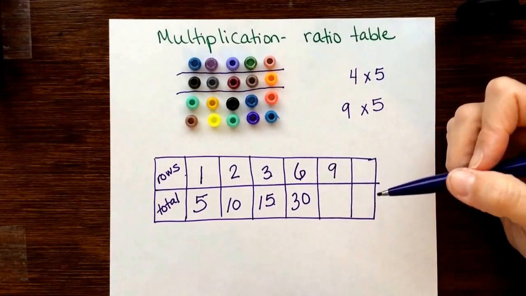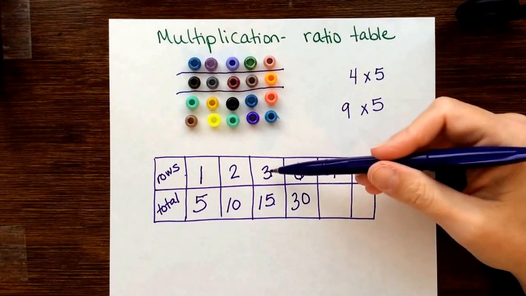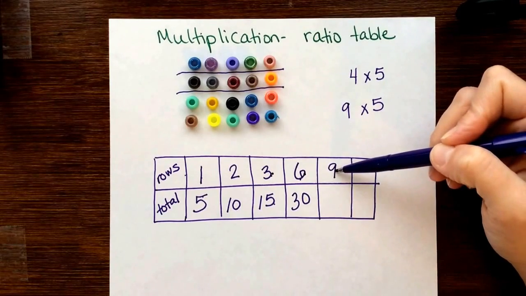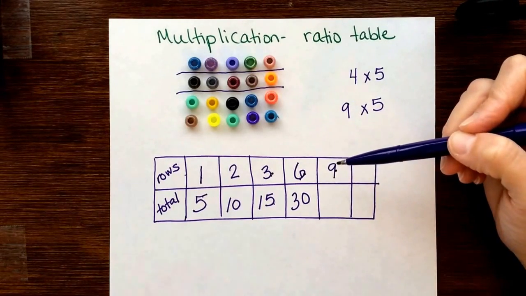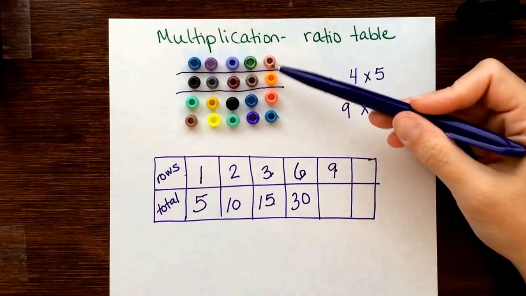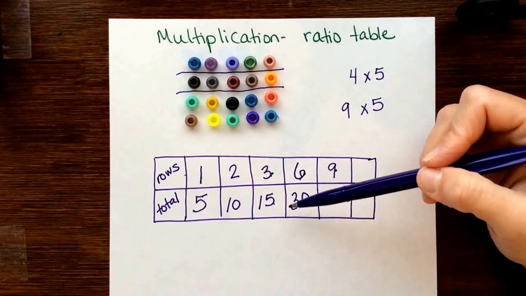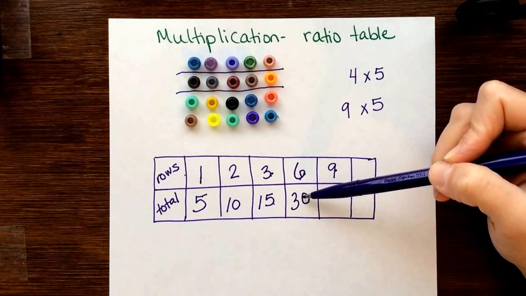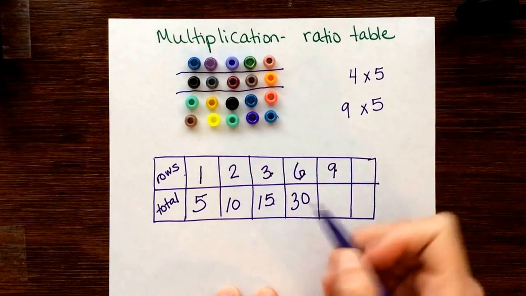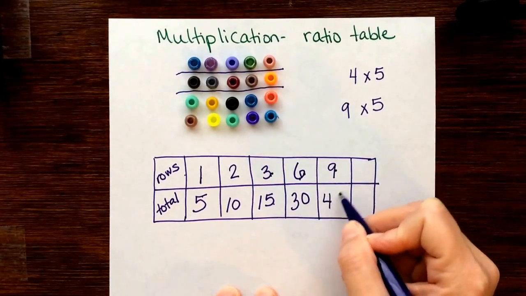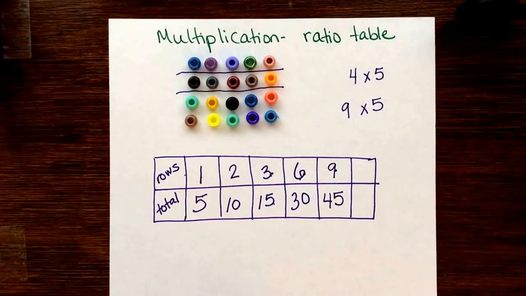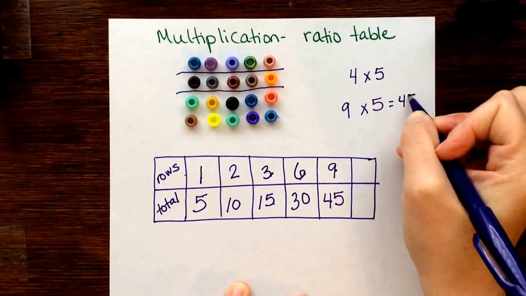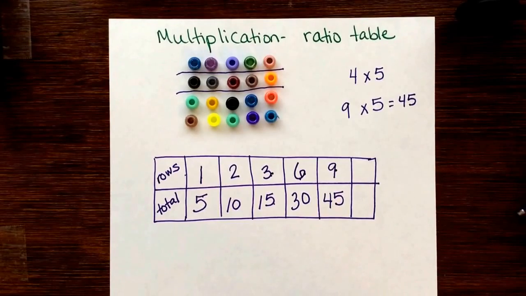I can also look at my ratio table and say, well, if I had 3 rows and I added 6 rows to that, I would have a total of 9 rows. If I do that, then the number of beads that I have in each row is also added together. So in my 3 rows, I would have 15. In my 6 rows, I would have 30. So together, in 9 rows, I would have 45. This allows me then to find what 9 times 5 is without knowing my quick fact of 9 times 5.